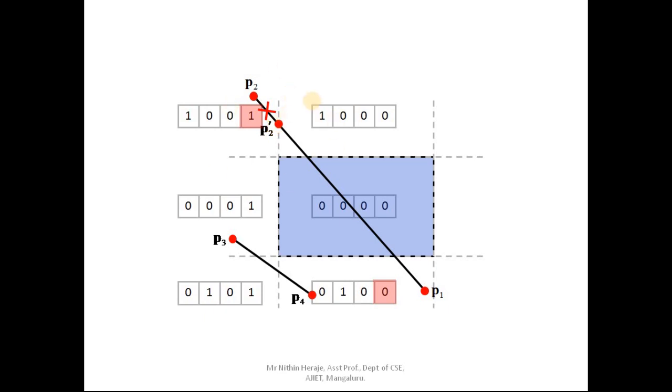So next, you had left and then right. You know that in the right region there is no line segment lying. So next we'll go to the bottom. When you come to the bottom, you can see that P1 is lying in the bottom region for this particular line segment.